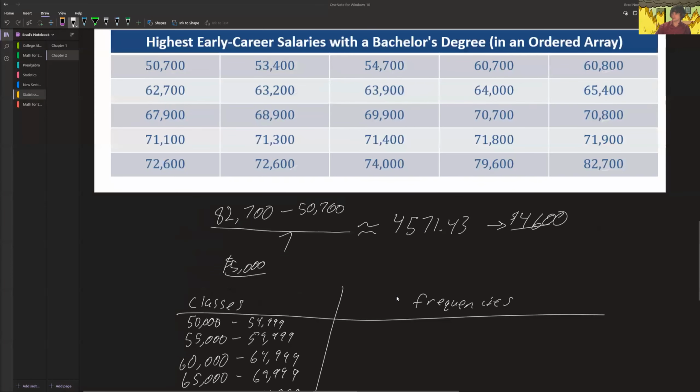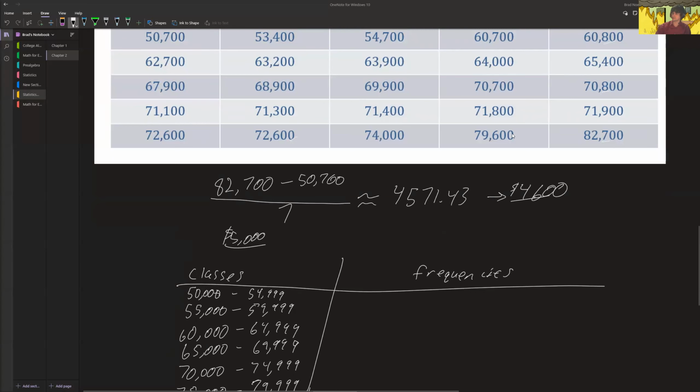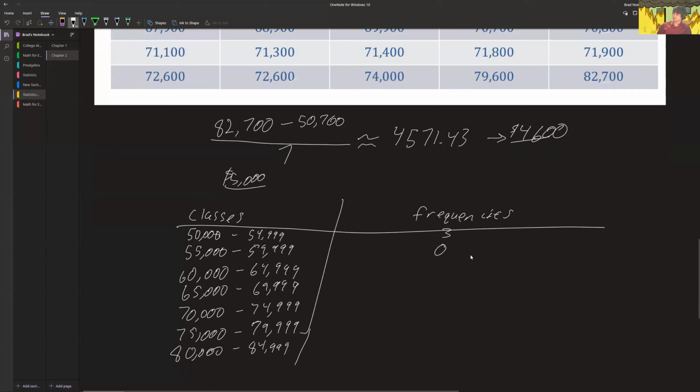So now I can take a look at my data here, and I'll figure out how many are going to belong to each class. For 50,000 to 54,999, I have 1, 2, 3. So my frequency here is 3 for my first class. For my next one, 55,000 to 59,999, you'll note there's nothing in here. That's going to give me a frequency of 0. That's okay. You will expect for a decent number of these, your frequencies will end up being 0. That does not mean exclude it. You should have that present even if the class is empty.